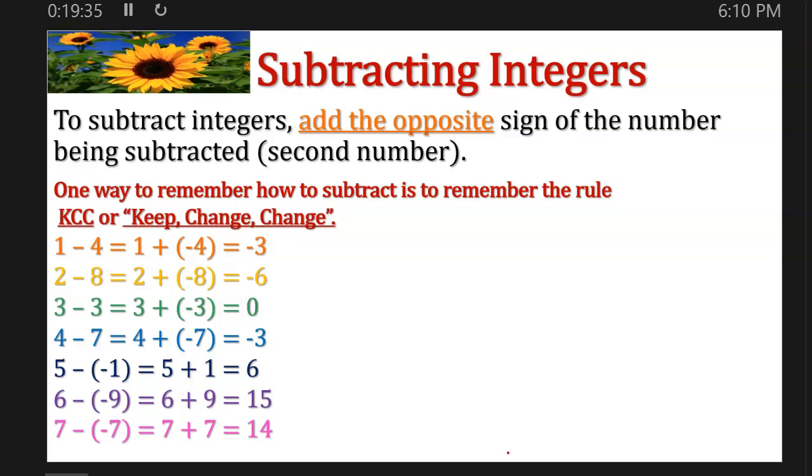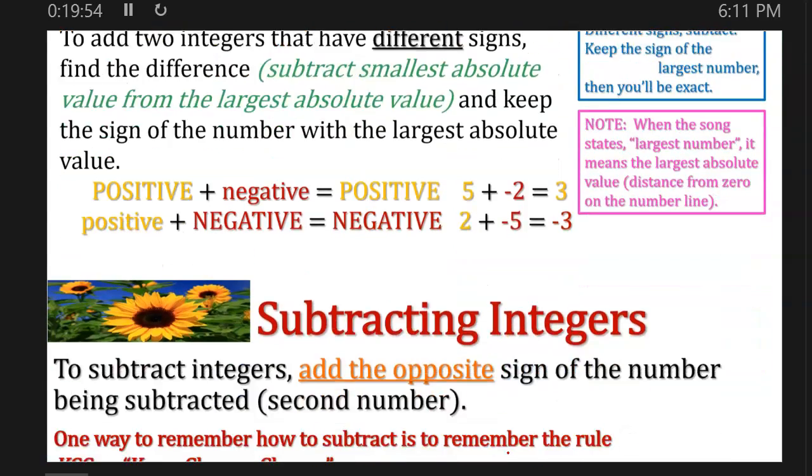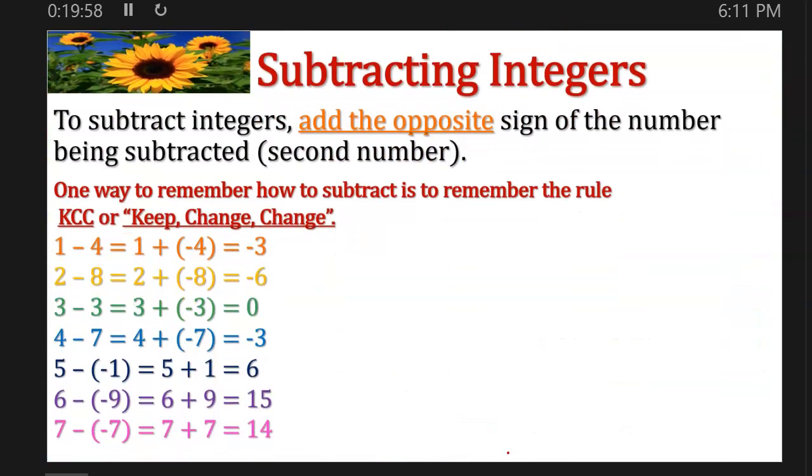All right, so now subtracting integers is really just a rule to change every subtraction problem into an addition problem. So that addition rule, the one we just looked at here, we're going to use this again with our subtraction problems, okay? And so basically the rule for subtraction is to change our subtraction problems into addition problems, okay? So to subtract integers, it means to add the opposite sign of the number being subtracted, or the second number, okay? So we use what we call KCC, or keep, change, change, okay?